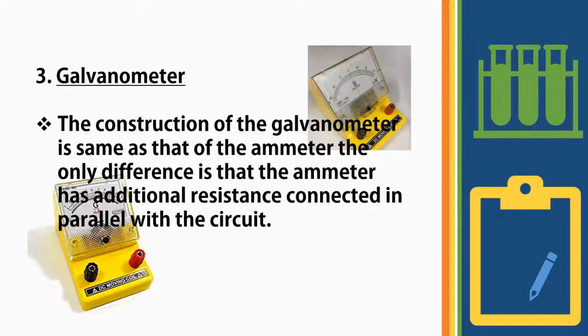Galvanometer. The construction of the galvanometer is the same as that of the ammeter. The only difference is that the ammeter has additional resistance connected in parallel with the circuit.